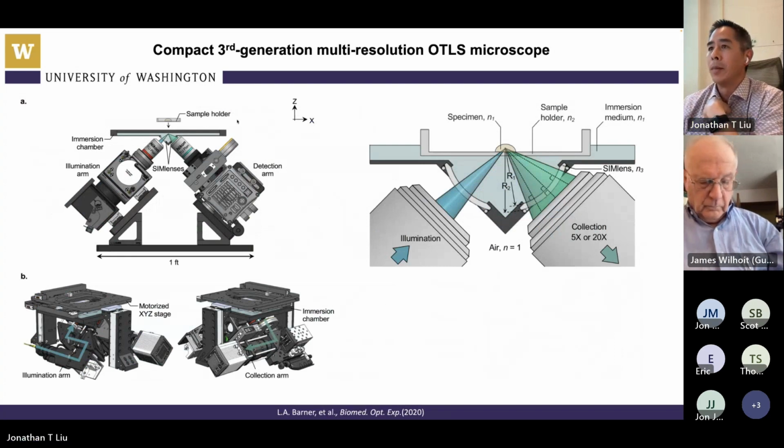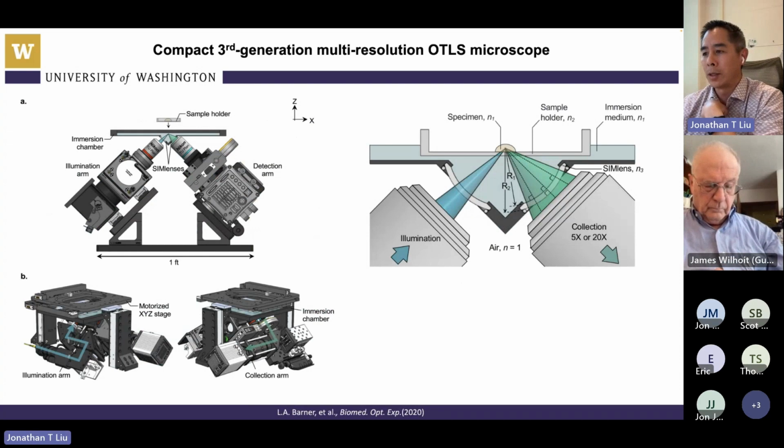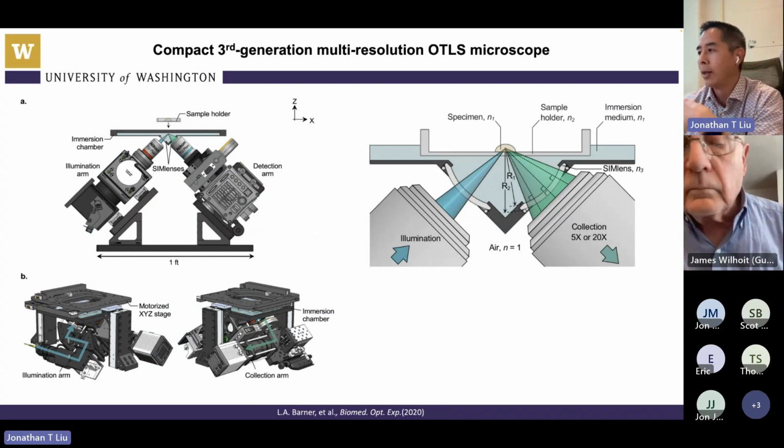I'll talk about that a little bit later, that becomes a bit of a challenge. Our third generation system was our most compact system. You can see we can package things to be the size of approximately a LaserJet printer, about 1 foot by 1 foot by 1 foot footprint.